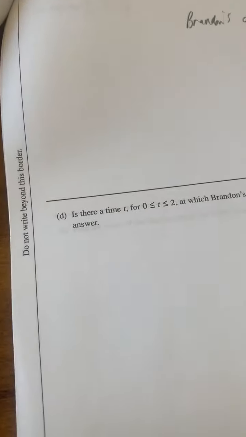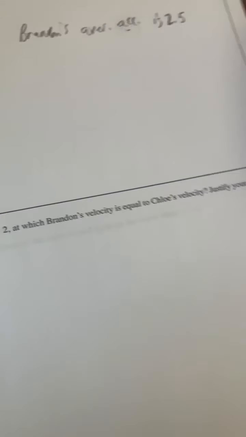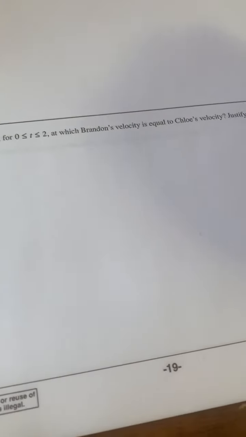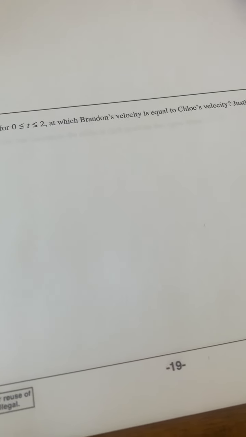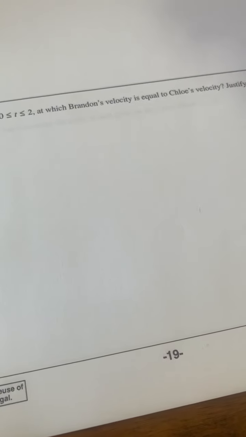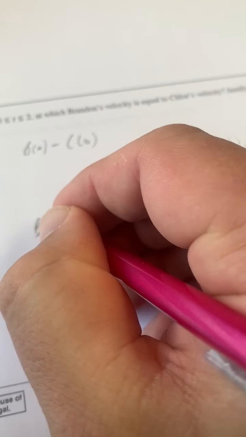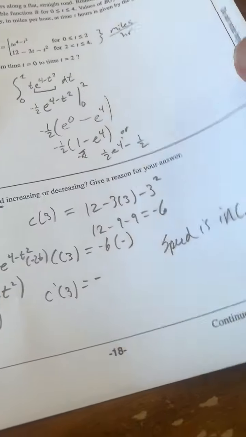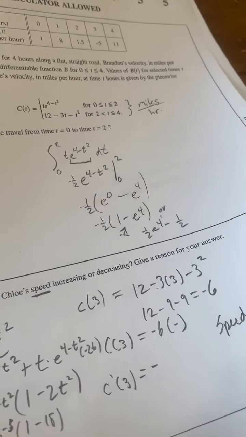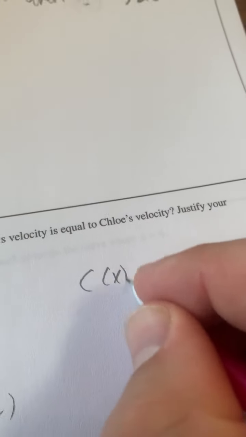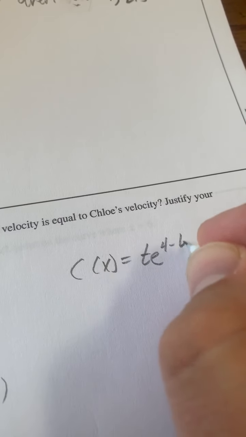Part D, is there a time from 0 to 2 at which Brandon's velocity is equal to Chloe's velocity? I thought about this for a long time, and the only way I could figure to do this is to show that they had to cross somewhere by calculating their starting velocities. So I take b of 0 minus c of 0, and b of 2 minus c of 2. b of 0 is 1, and b of 2 is 1.5, and c of t equals t e to the 4 minus t squared.